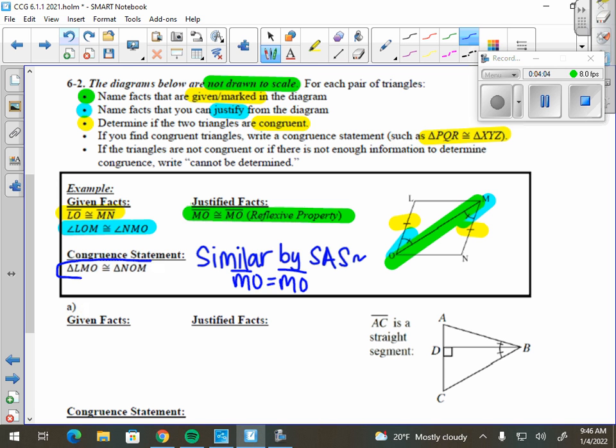So I'm going to write triangle LMO is congruent to triangle NOM. Remember, the order of the letters can be different as long as the corresponding angles match up. So you guys could have written this in a different order as long as O and M were in the same spot and all that good stuff.